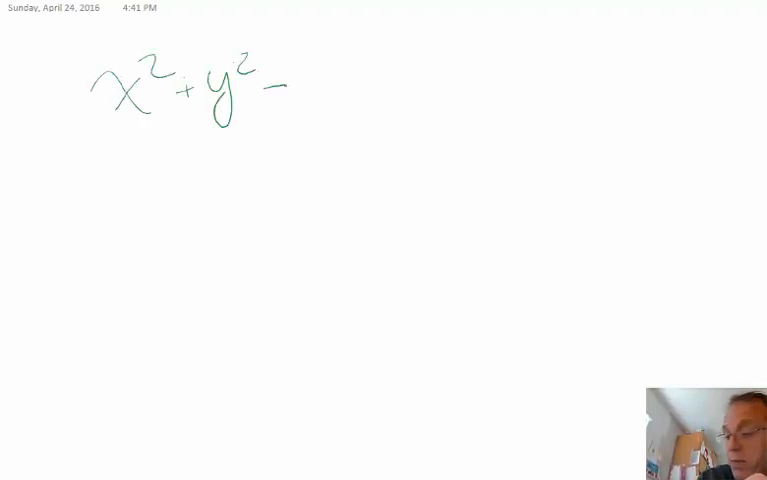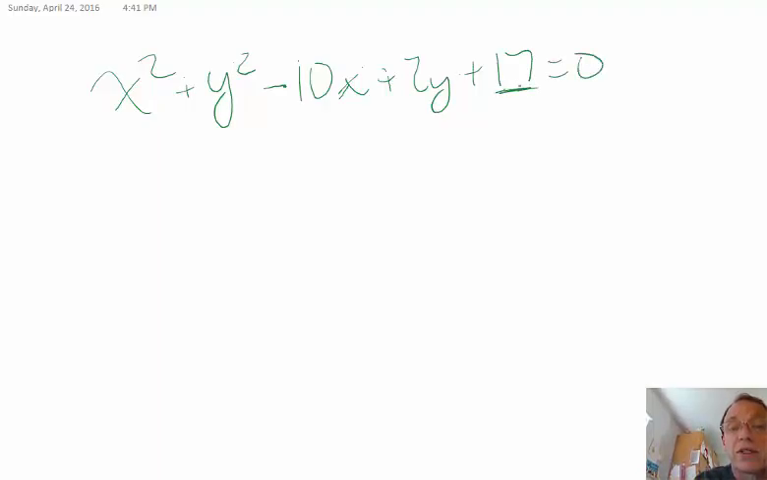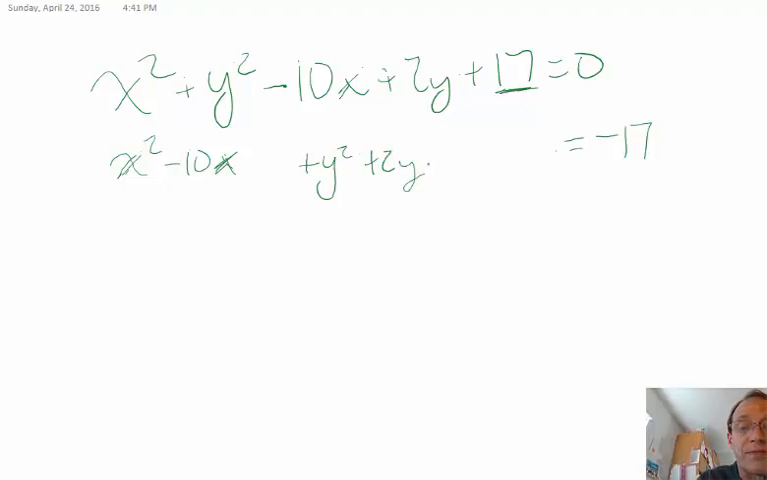Okay, so we're going to start with this equation, which is x squared plus y squared minus 10x plus 2y plus 17 equals 0. And I don't like that 17 here, so we're going to rewrite it on the other side of the equal sign by subtracting it from both sides. And then over here, it makes more sense to group the x terms together and leave a little space so that we can complete the square. And then the y terms, which is y squared plus 2y.